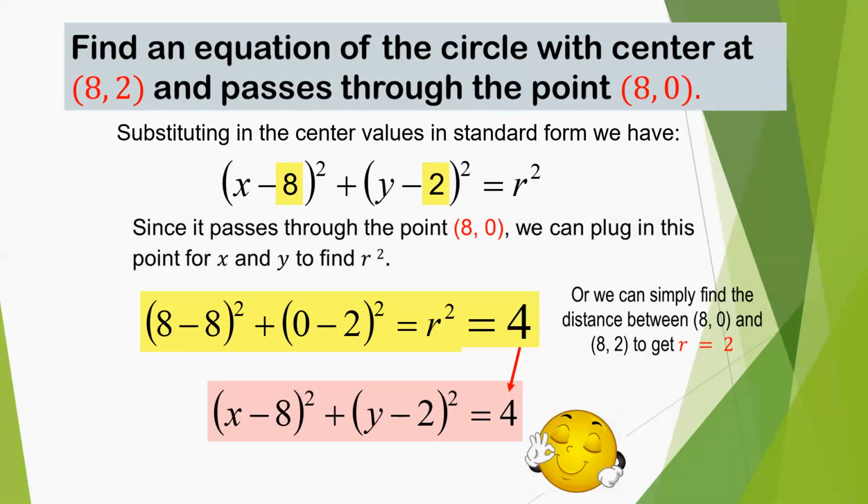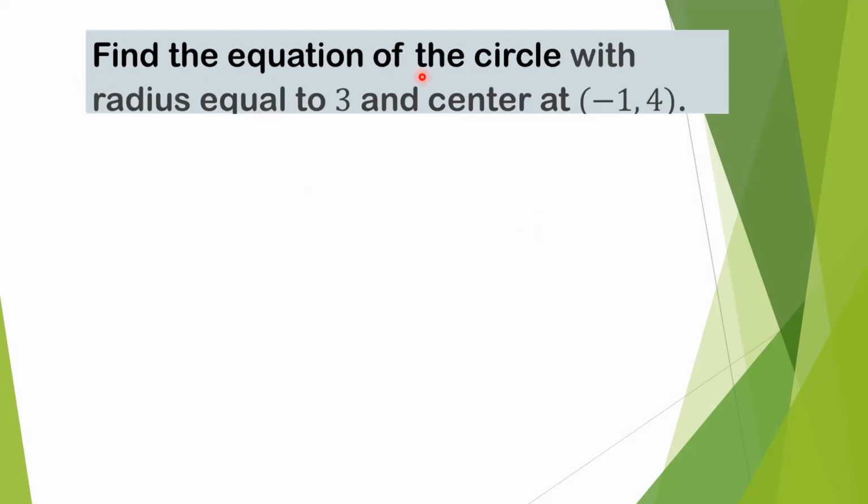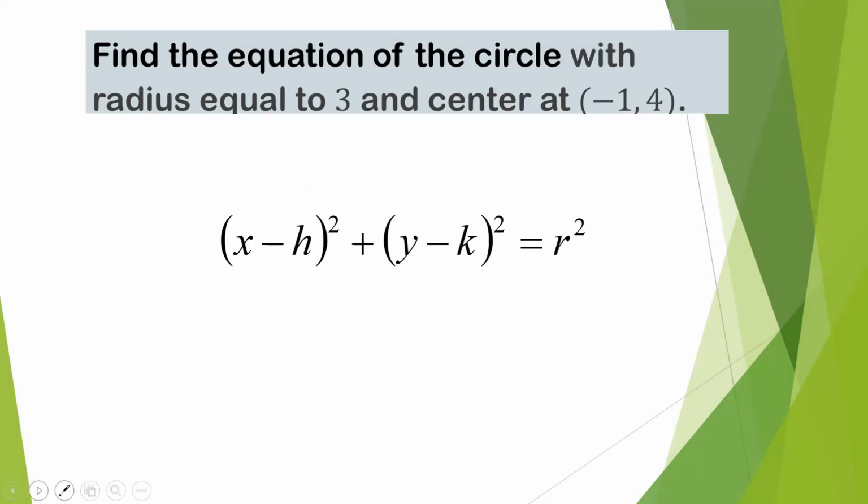Okay. Now let's have this one. Find the equation of the circle with radius equal to 3 and center at negative 1, 4. Okay, so what do we mean by that? Ito yung ating standard. We're after the equation, so standard form. Okay? We're already given the center tsaka yung radius.